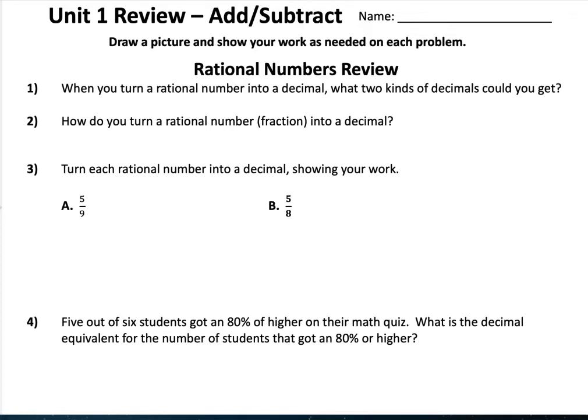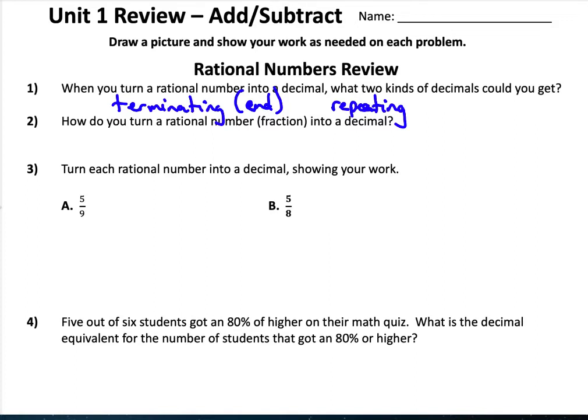So the first part was focusing on rational numbers. If you remember, a rational number is a number that can be written as a fraction, and then we can turn them into decimals by dividing. The two types of decimals we talked about are terminating. Remember, those are the ones that end, so they stop after a couple decimal places, or repeating decimals. Those are the ones that repeat the same number or numbers over and over again. So if we get either of those two types of decimals, we know it was a rational number.